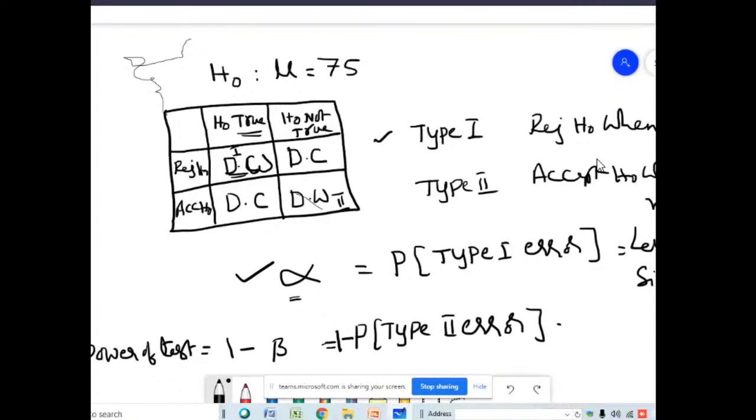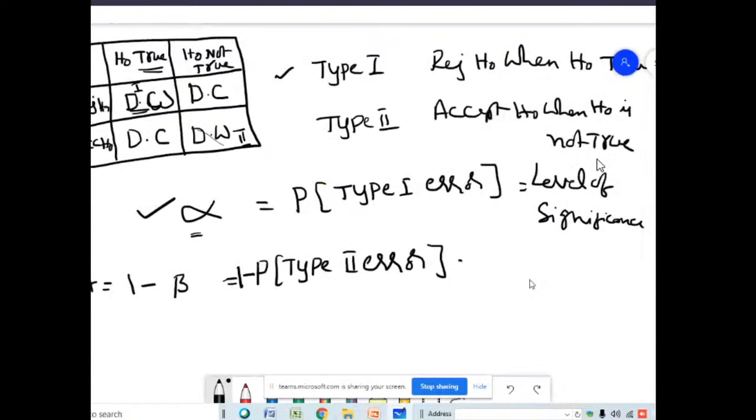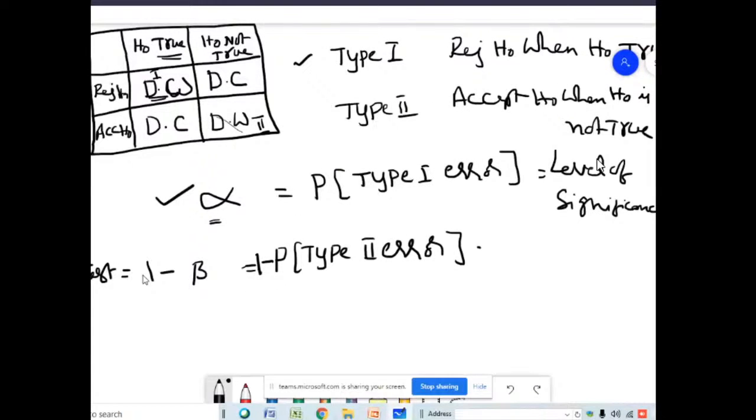Now the question is, out of these two errors, both are to be minimized, but we cannot minimize the two errors simultaneously. Therefore, we are trying to fix one error at the lowest level, the one which is more dangerous, and then you try to minimize the second error.